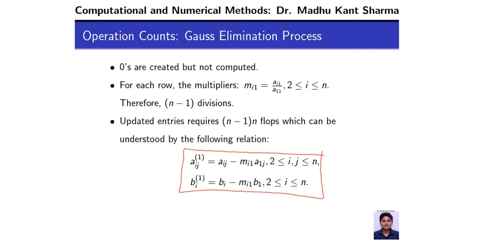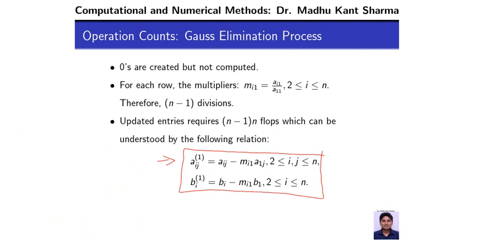Right, so this is your first step. So how are you calculating the number of flops? Here you can see one subtraction and one multiplication, so one flop, right? So how many are there? This is n minus 1 cross n minus 1, right? This block is of length... So how many entries are there? Each entry is updated, so each entry requires one flop.